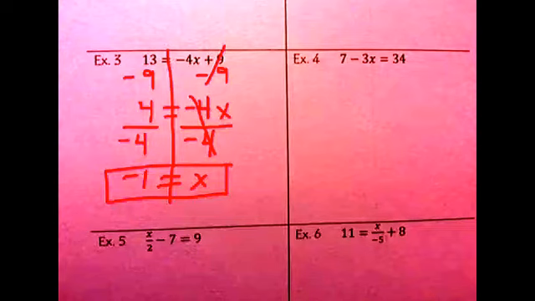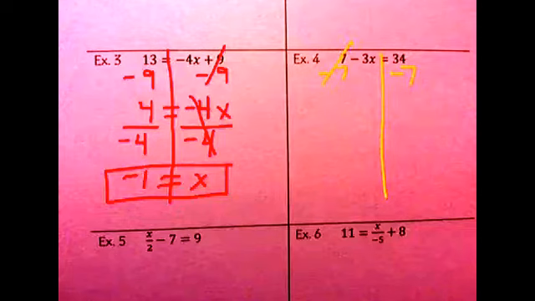Number 4. The x is now on the left side, and the x term is actually showing up second. I've got 7 minus 3x. So the term without the variable is 7, and that is a positive 7. So in order to undo positive 7, I have to subtract 7. So subtract 7 on both sides.